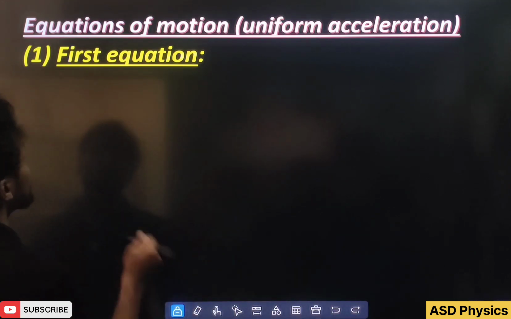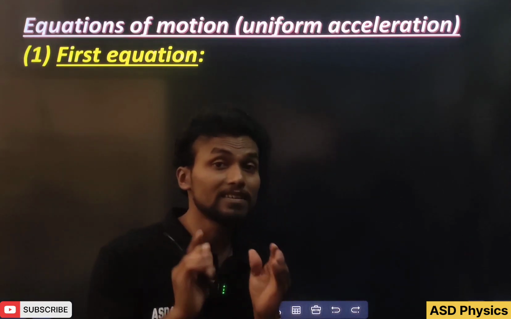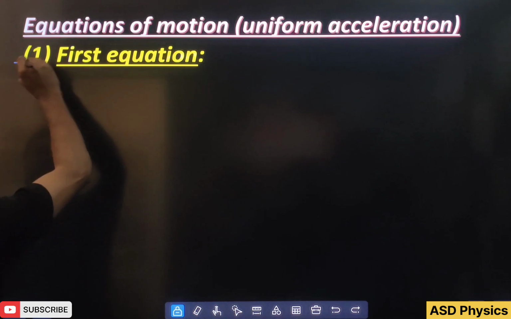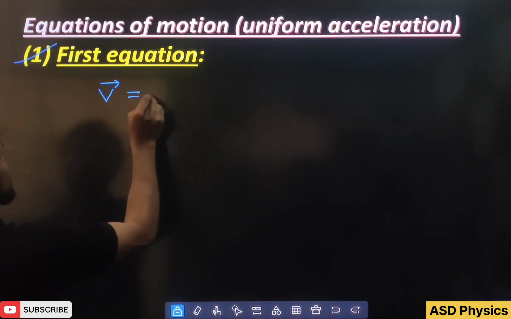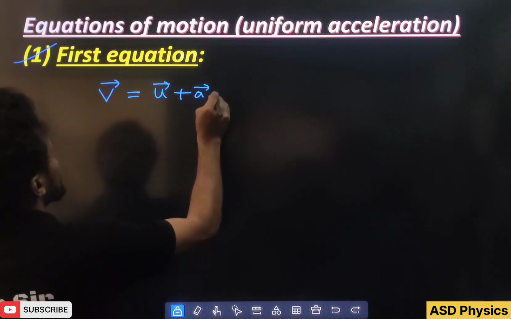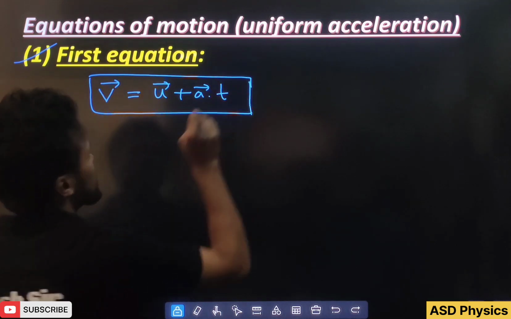Now students, let's see the very easy equations of motion. These equations of motion are applicable when acceleration is uniform. Okay, so students, let's see the first equation. Remember that this first equation is given by vector v equal to vector u plus vector a t. Vector v equal to vector u plus vector a t.